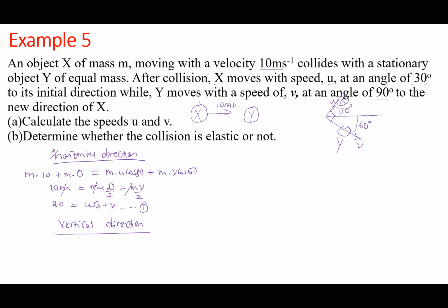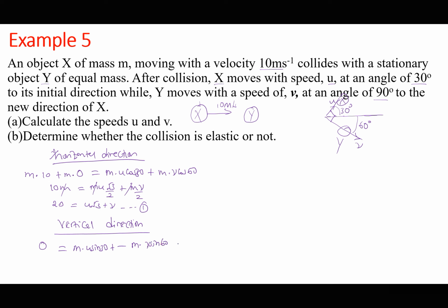If I consider the vertical direction, none of them was initially moving in the horizontal, so I'll say 0 equals 2. So I have to resolve x to the vertical. Its velocity to the vertical will be u sine of 30. So the momentum will be m times u sine of 30 plus a negative, because the other one will be downwards, so it will be m. Its velocity is v sine of 60.